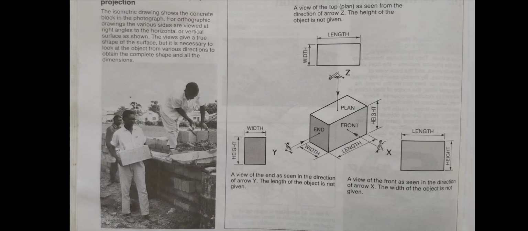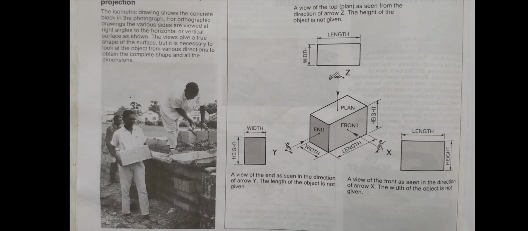So when you look at the words front and end, that's pretty straightforward, right? When you're referring to the front of an object, you're talking about what you would see from the front. And when you're talking about the end of an object, you're talking about what you see from the end. That's pretty straightforward. But what does the word plan mean? In this case, plan is telling you what you see from the top of the object, or the aerial view of the object, if you have to look at it from the top.